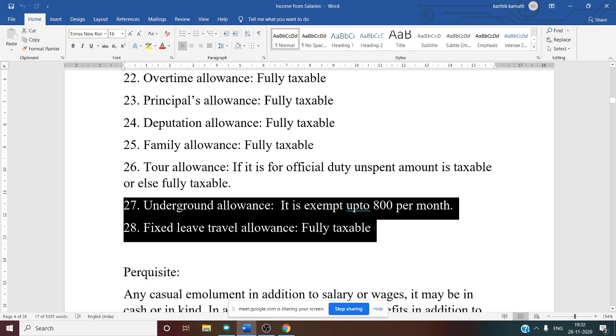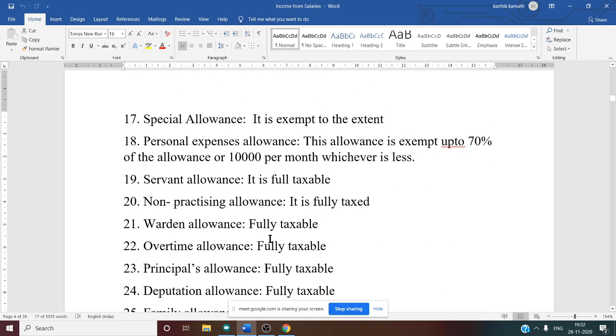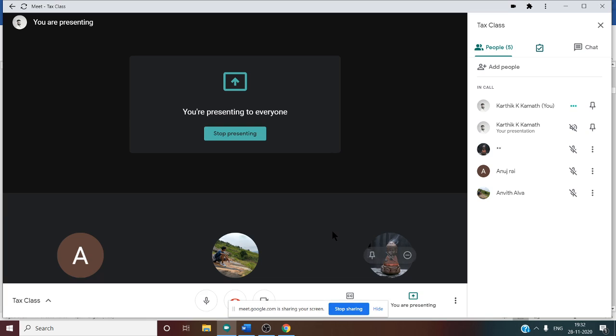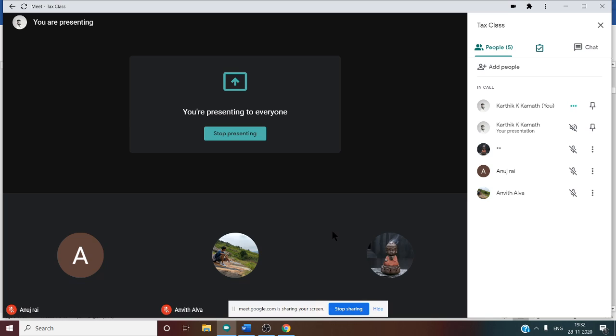So all 28 we have seen now. Can you remember all the 28? Can you remember, Anuj, all the 28 rules now, which is taxable and which is not? Whether it is possible?